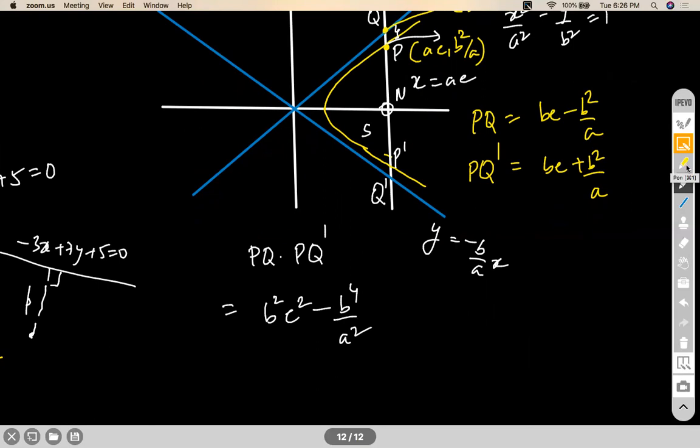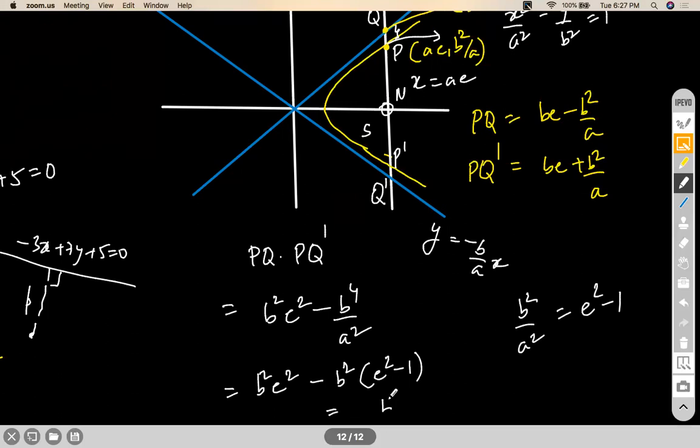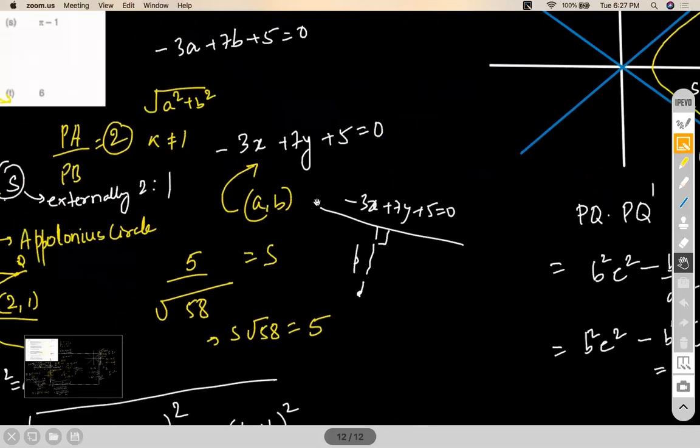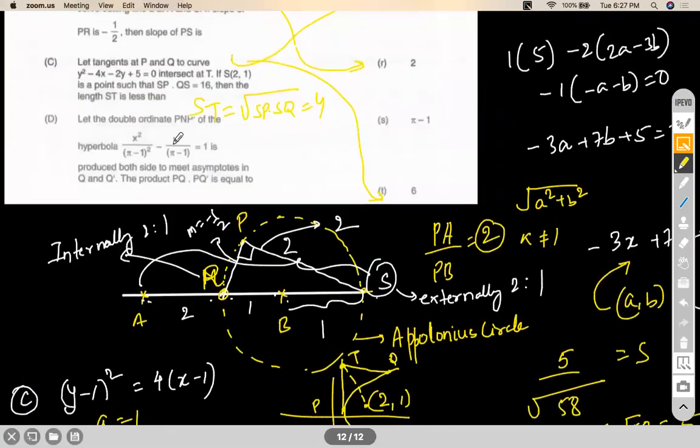But I have to use my formula. We know that b square by a square is e square minus 1. So I write this as minus b square times e square minus 1. This results into b square. That means the answer here is a fixed value, b square. The b square for this hyperbola is clearly pi minus 1. So D will match to S.